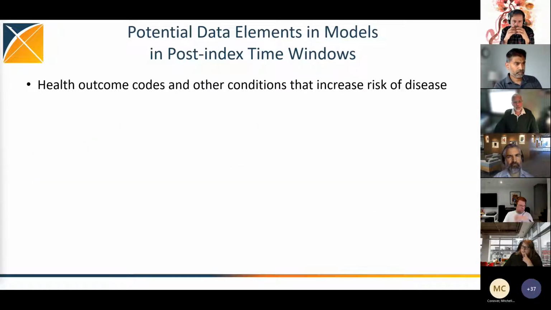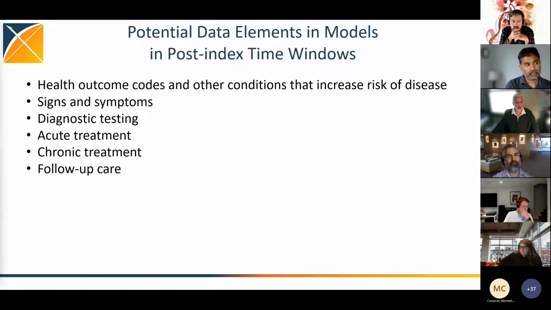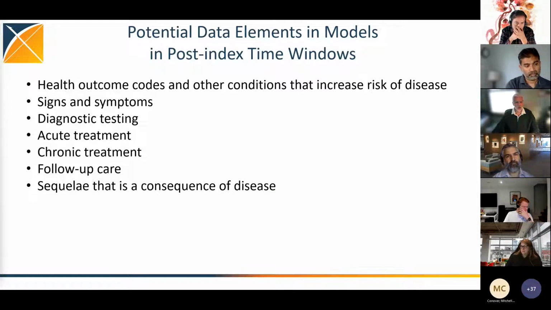So some of the potential data elements in the models that you might find in these windows, you might find the health outcome code, for instance, myocardial infarction, or other conditions that increase the risk of disease. You might find signs and symptoms, diagnostic testing, acute treatment, chronic treatment, follow-up care, and sequelae for the disease.